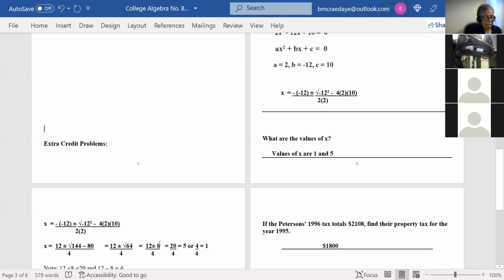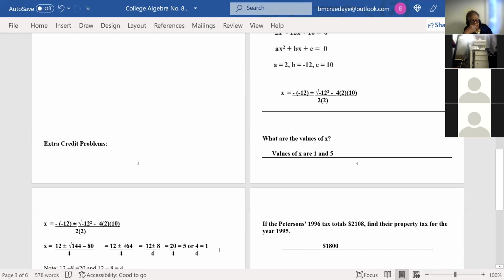So 12 plus 8 is 20. 20 over 4 is 5. So that's one of your values. 12 minus 8 is 4. And 4 over 4 is 1. So the values of X are 5 and 1. Questions? No. Okay, you follow, Latoya? Yeah. Yeah, you just do the math. Square the 12, multiply, subtract, square root of what's left, and then you add it, divided by 4, you subtract it, divided by 4, and you get the 2 answers.